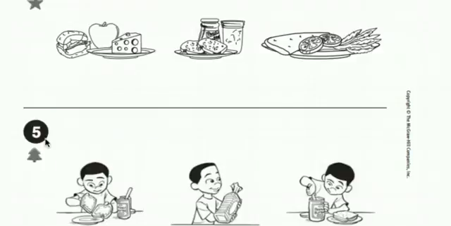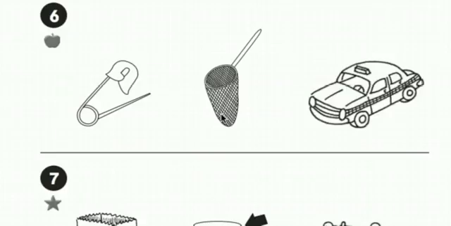Number 5. Number 5 has a tree underneath it. Look at the pictures. What does Joey do with the 2 parts of his sandwich? Draw a circle around the picture that shows what Joey does with the 2 parts of his sandwich. Okay, flip your packet over so you can see the cat at the top of your paper, the number 6, and the number 7.